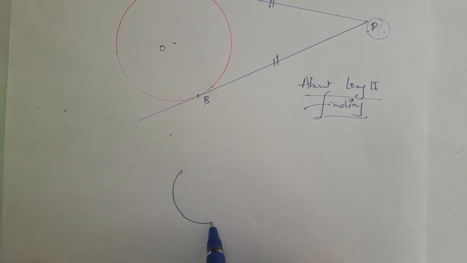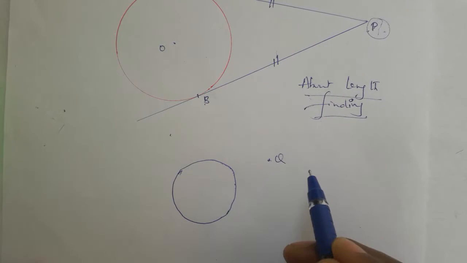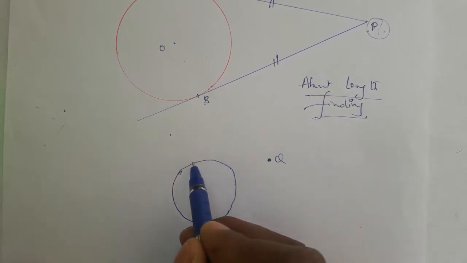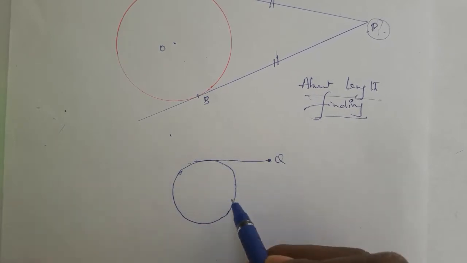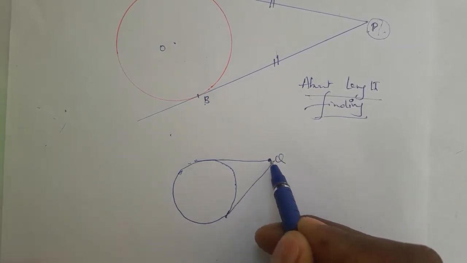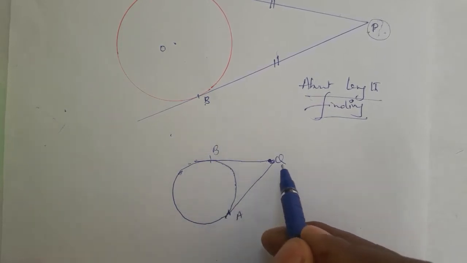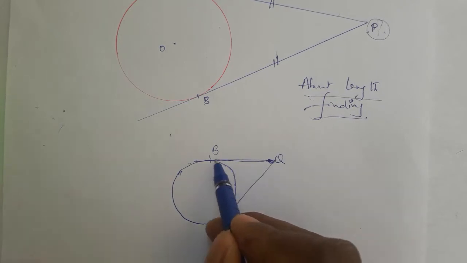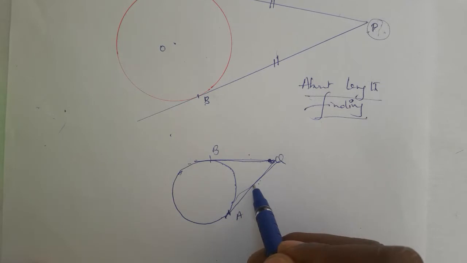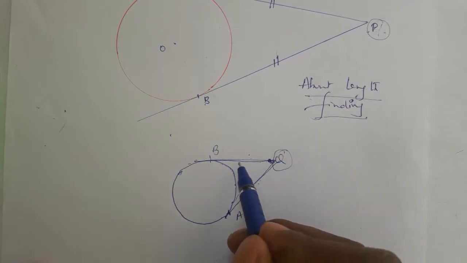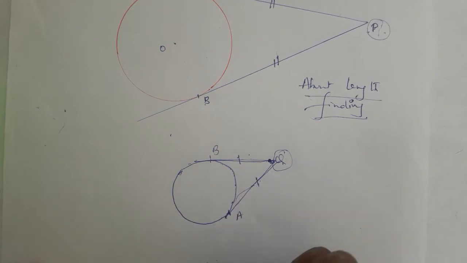If the external point changes, from there also two more. Suppose a circle, and here I take one external point Q. From any external point, a maximum of two tangents only are possible. From Q to this circle, here one tangent and here one tangent. I mark the meeting points of these two tangents as A and B. So from Q, how many tangents are drawn? QB and QA. There are two tangents drawn. When you draw two tangents from the same external point, remember they are equal in length.